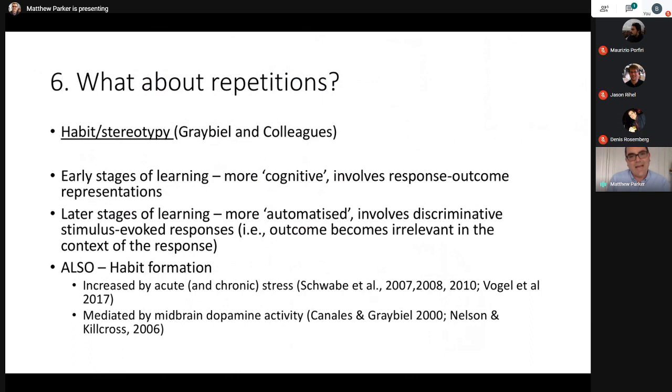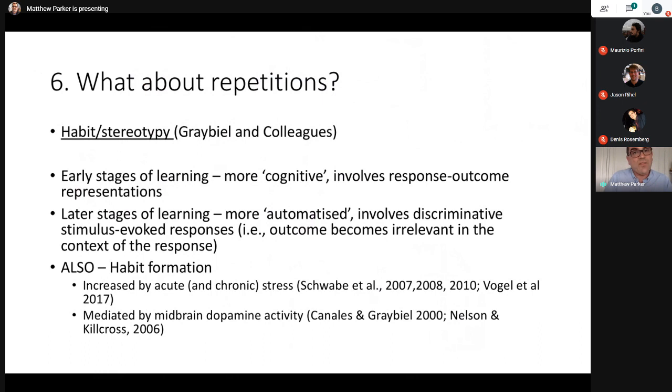The other thing we know about habit formation is that it is increased by stress, especially acute stress, but also chronic stress. And we also know that it's mediated by midbrain dopamine activity. So really, two things that we've been interested in: what happens if we manipulate stress, what happens to habitual behavior, and also, to what extent does this rely on dopaminergic activity? And so what we wanted to do was to see whether A, we could use the Y-maze to manipulate repetitions, and B, whether dopamine would then have any impact on that.